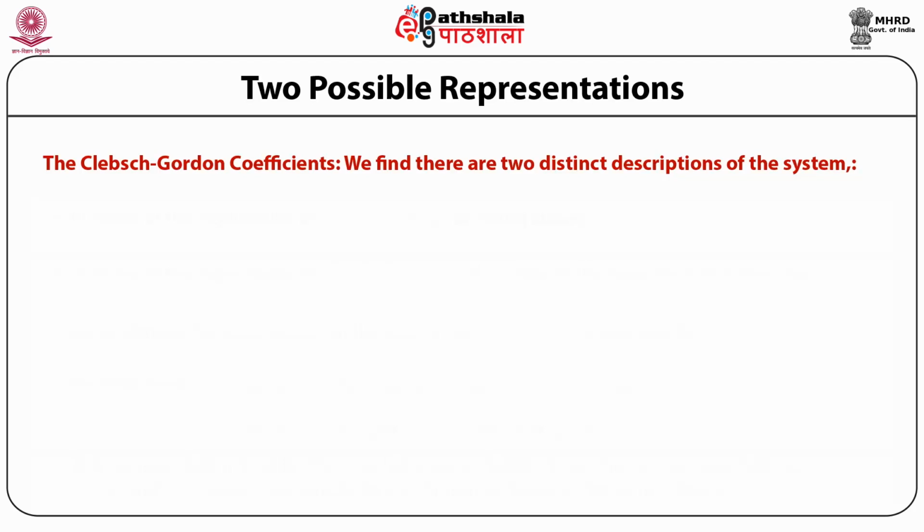The first description is in terms of the eigenstates of the operators J1 square, J2 square, J1z and J2z, as has been discussed previously, where the operators J1 square and J1z are the square of the total angular momentum operator and its z component, while the operators J2 square and J2z are the square of the total angular momentum operator and its z component for the second particle.